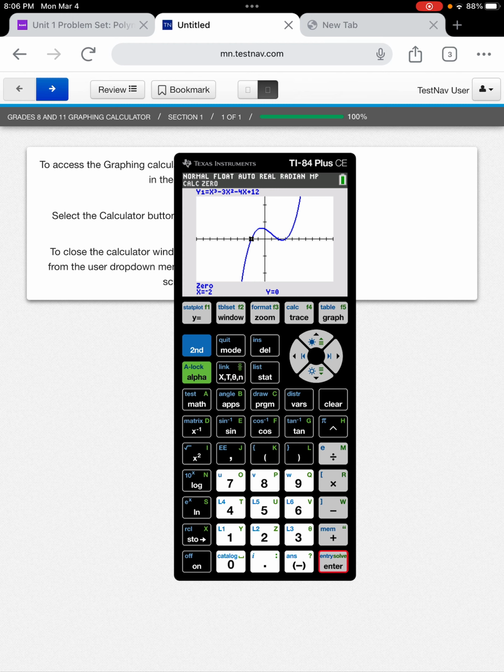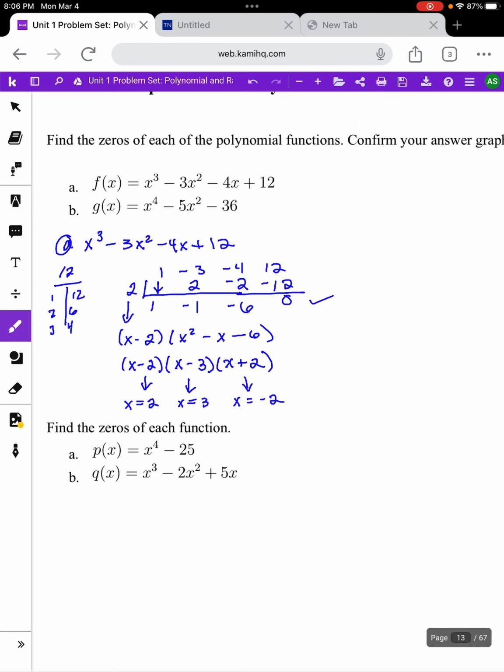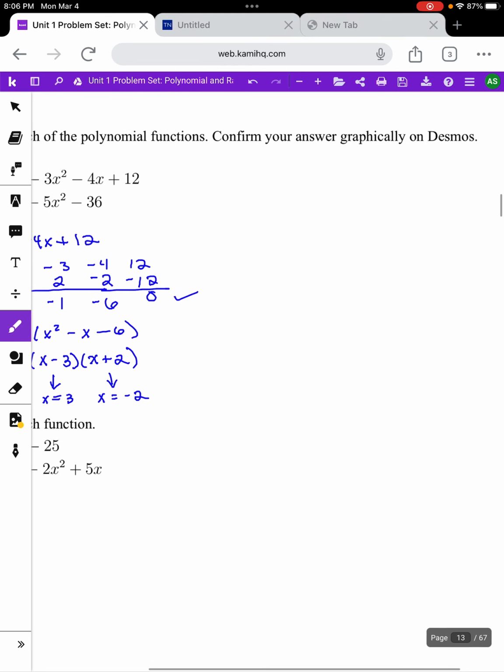Okay? So then I want to do it again. So I'm going to hit second calc. But this time, my left bound is going to be here. And it looks like my next 0 isn't down until here. So I'll put it right where my y is negative again. Enter, guess, enter, to 0. Okay, so that's how you can check where your zeros are on the calculator. All right, next one.